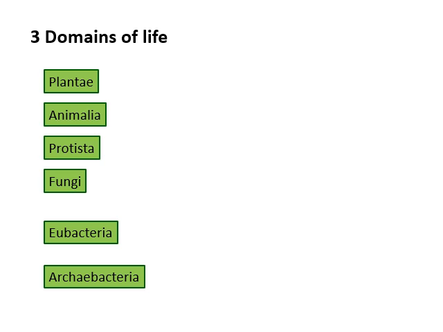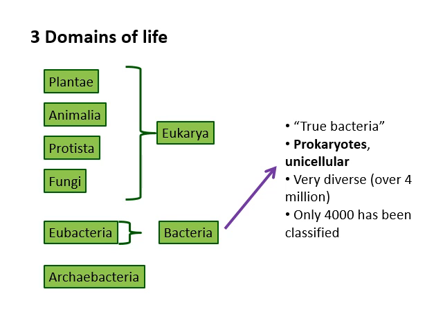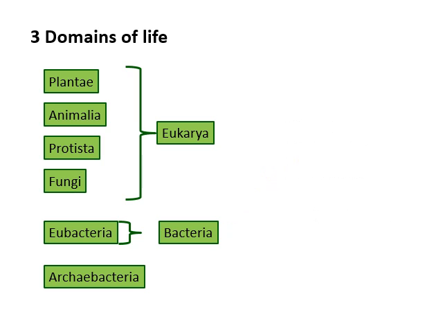So, 3 domains of life. We have the 6 kingdoms, but we can organize them into 3 domains. The plants, animals, protista, and fungi, these guys are Eukarya. They have relatively large, complex cells. They could be unicellular, but they are going to be relatively large, complex cells. Bacteria, these are the prokaryote cells. They definitely are unicellular, and there's a huge amount of them, a large variety of them, but they do tend to be relatively small, relatively simple, very, very diverse.